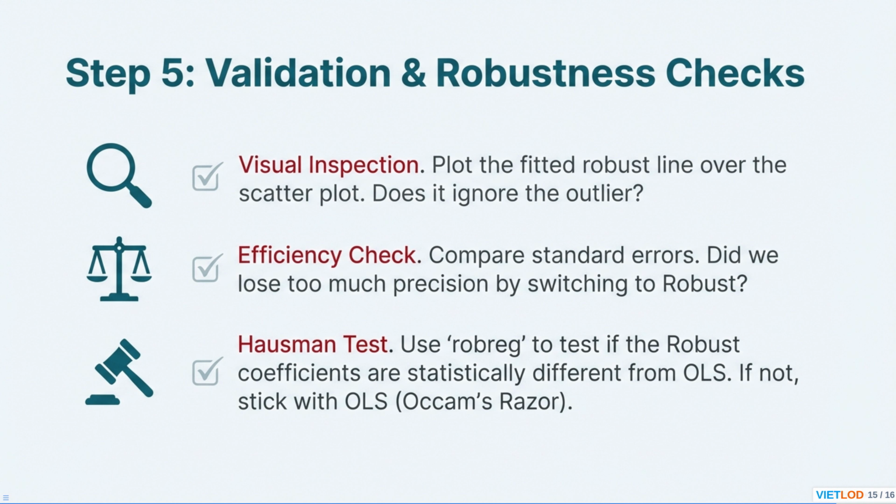Second, an efficiency check is essential. Here, we compare the standard errors from our robust model to those from the OLS model. If the robust standard errors are significantly larger, it might suggest we've sacrificed too much precision. In our case study, they were comparable, indicating an acceptable trade-off. Finally, we perform a formal Hausman-style test. This test assesses whether the robust coefficients are statistically different from the OLS coefficients. If they are not, following Occam's razor, we might favor the simpler OLS model. However, if they are statistically different, as observed in our case study, it strongly justifies the use of the robust model, confirming its necessity.